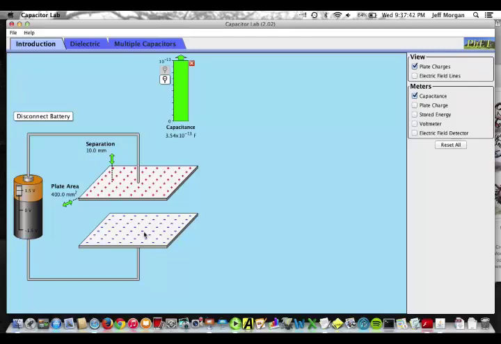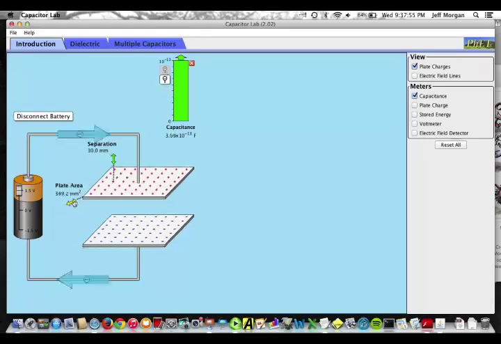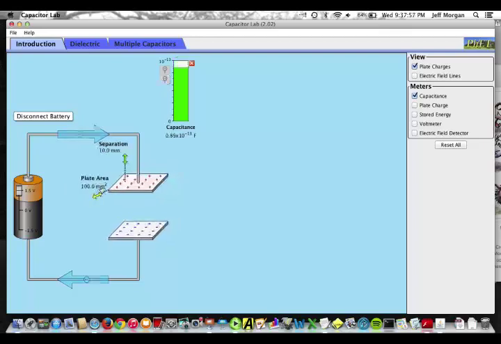More charge stored for the same potential difference, because I haven't changed anything about the battery, means a larger amount of capacitance, and you'll notice our meter here got maxed out in the process. If we take that area back down to what it was, 100 square millimeters, our capacitance has decreased in the process. The second question asks about changing the plate separation.